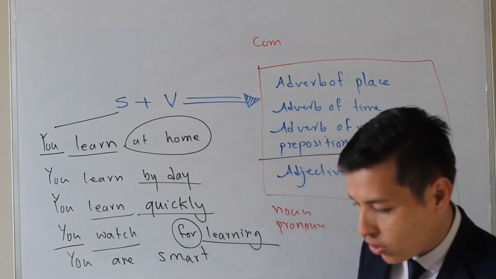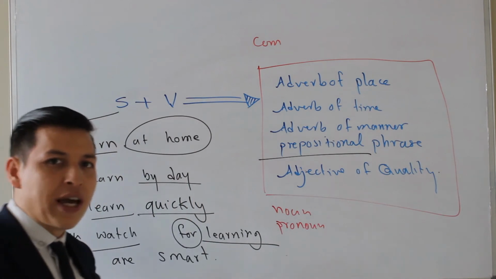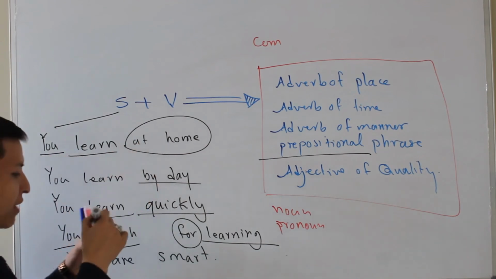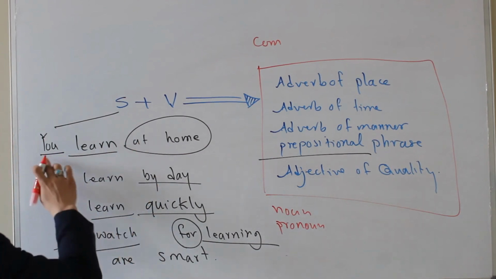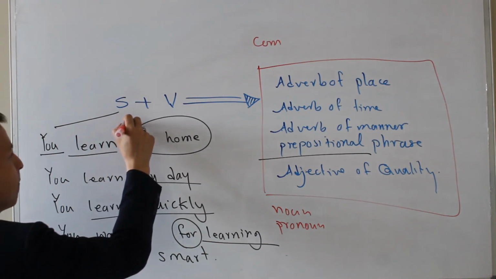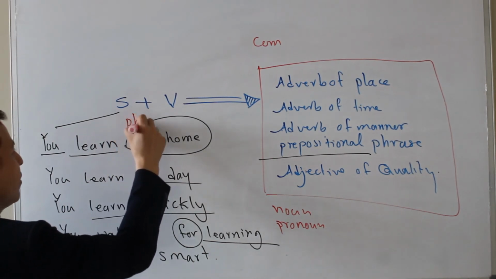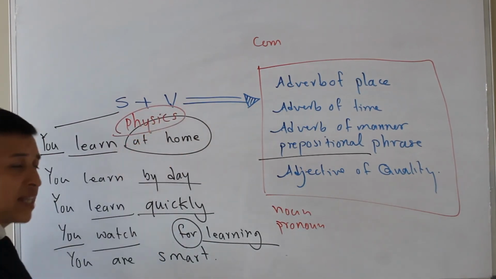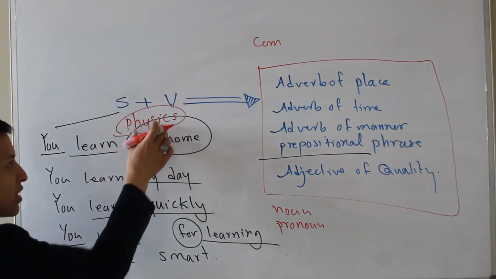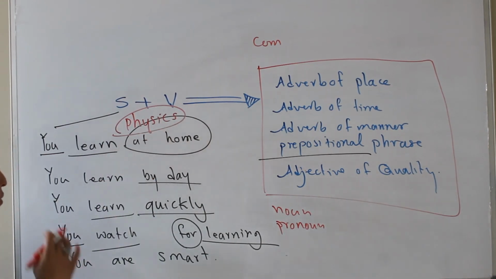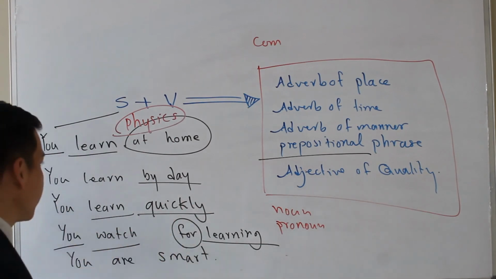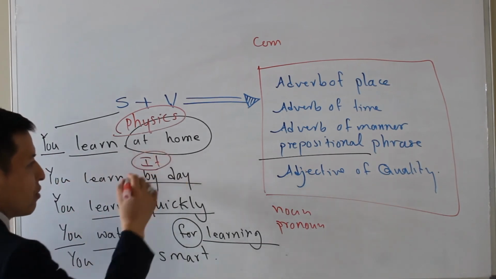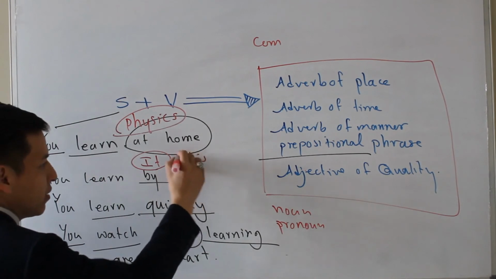So let's see some examples where you should have an object. For example, you learn, and instead of at home, I want to add an object. You learn what? Physics. Here, physics is a noun, and this is an object. It's not a complement. You learn physics. Another one, as I said, the pronoun. For example, you learn it. Instead of the noun, I just write it, so it is a pronoun. Or you can say you learn this, or you learn that.